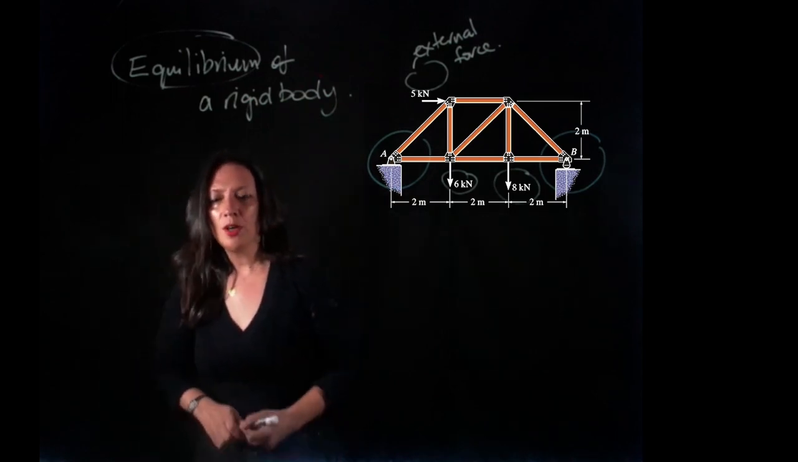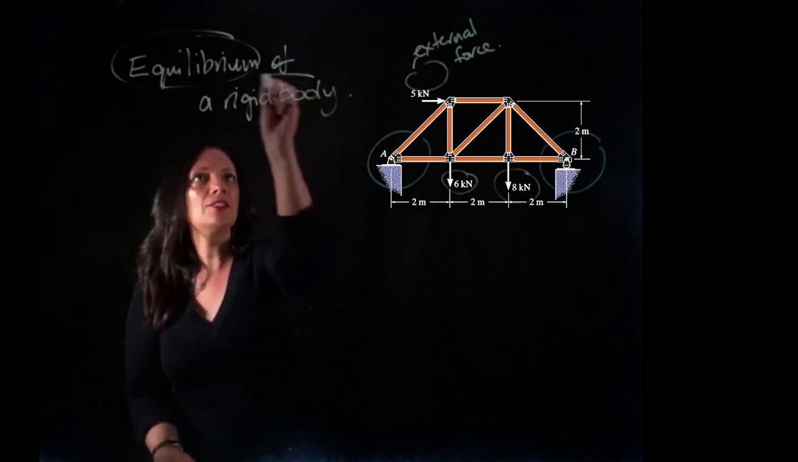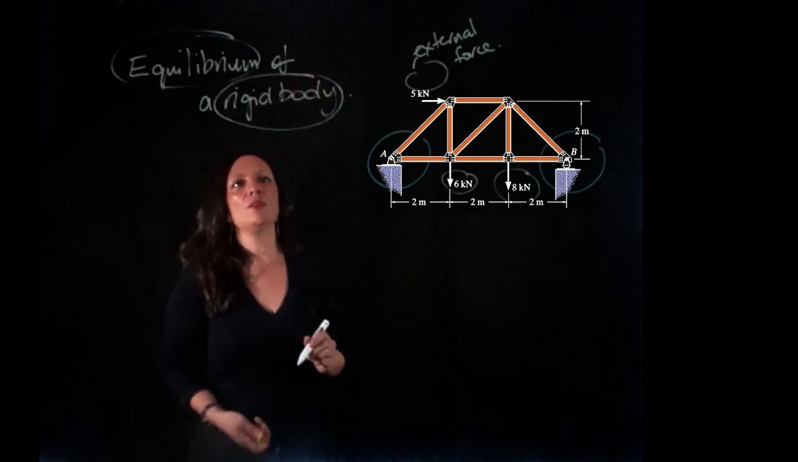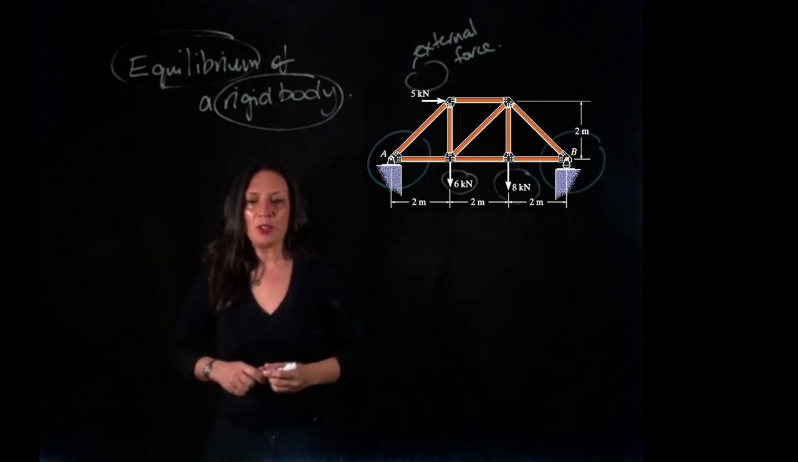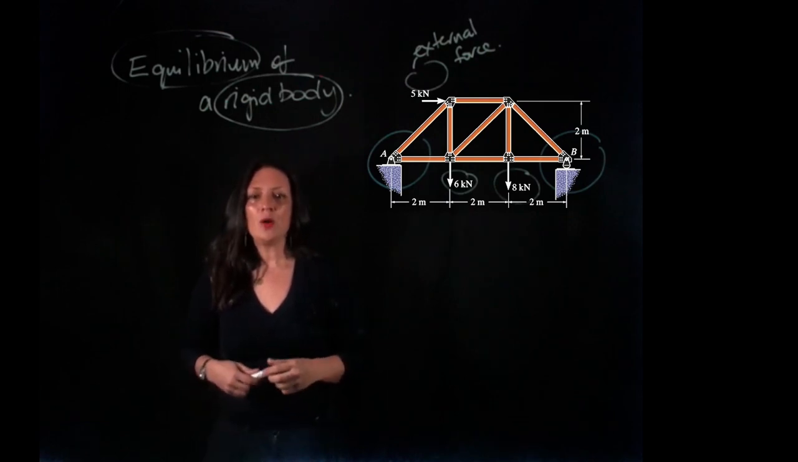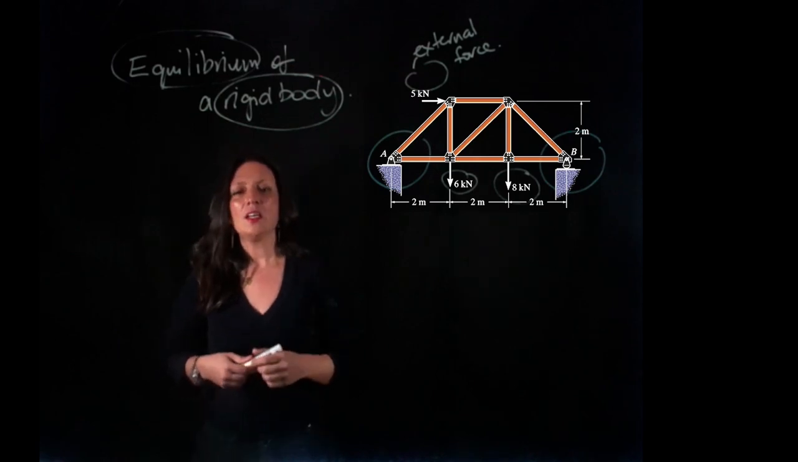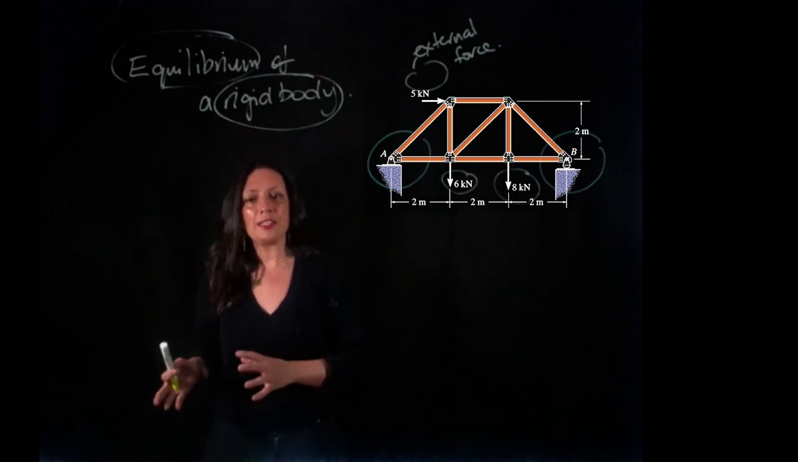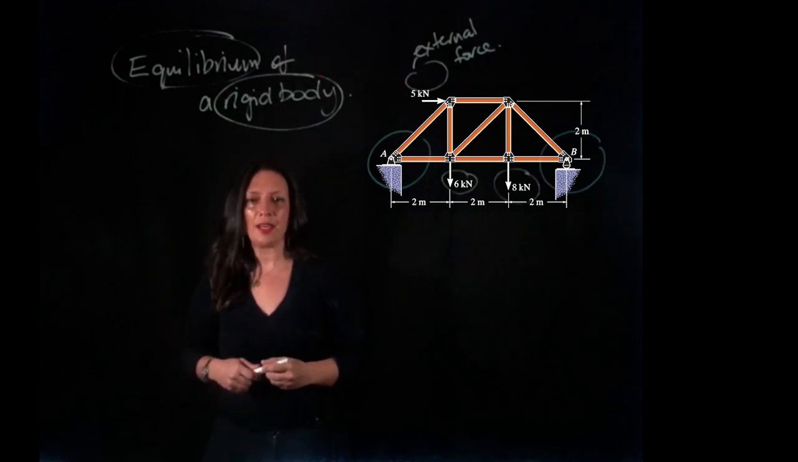So, what are our conditions for equilibrium? But before we look at that, let's take a look at this word, rigid body. What do we mean by rigid body? A rigid body is an idealization of a solid body, whereby we have no deformation occurring in the system. Later on in this semester, we will take a look at deformation in systems.